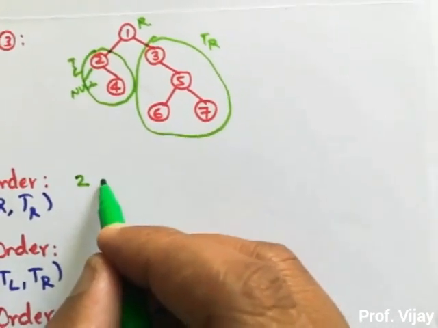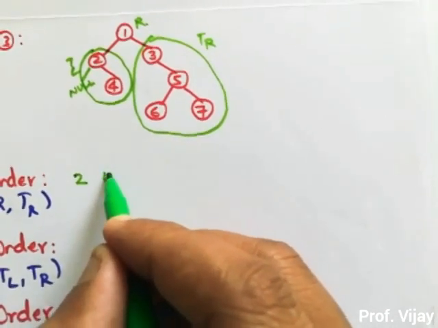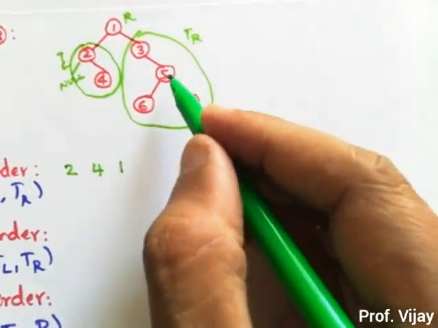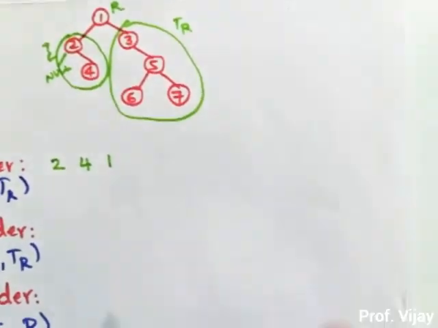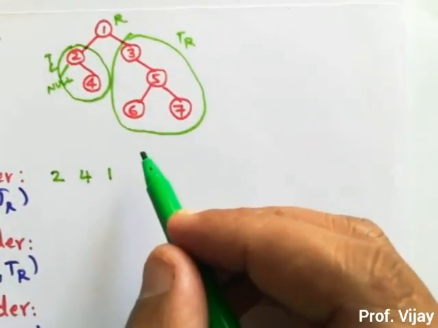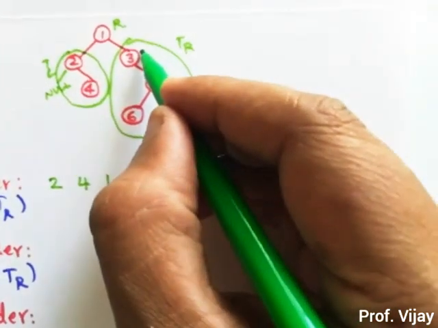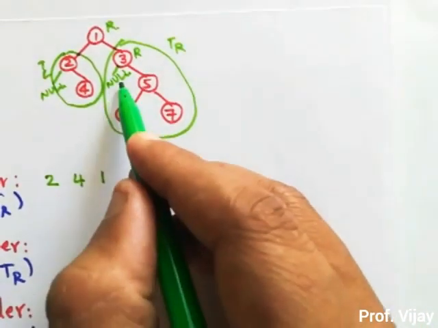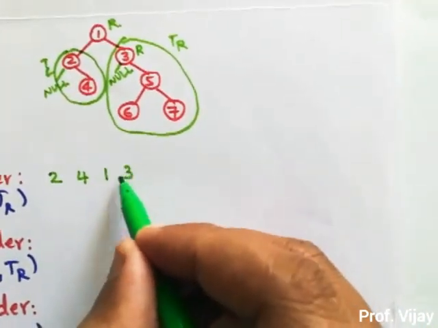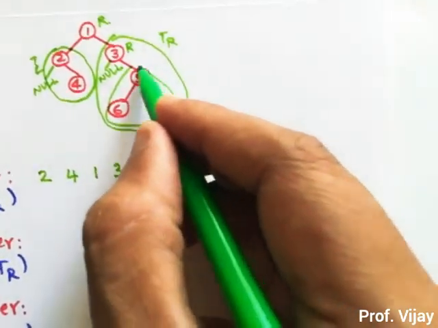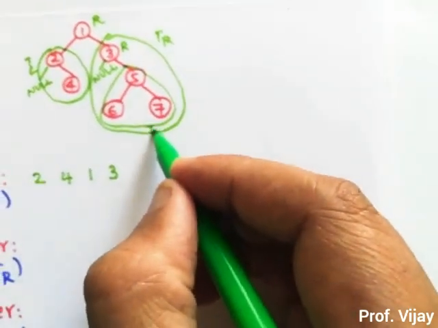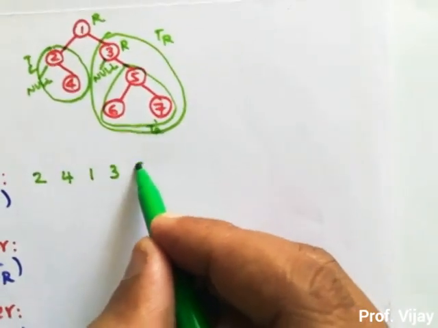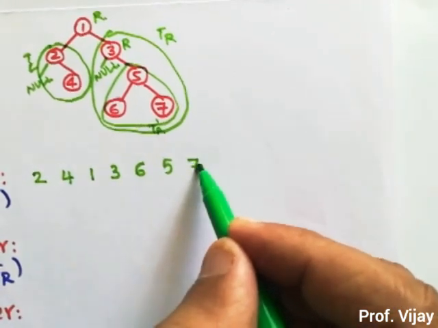Then TR, which is 4. Then coming back to the root, root is 1. Now visit the TR. In TR we have 4 nodes. Again this is the main root, and here TL is null, so nothing to print in TL. Print the root, then this is again the TR of root 3. In this TR we do root, TL and TR: TL is 6, root is 5, TR is 7.